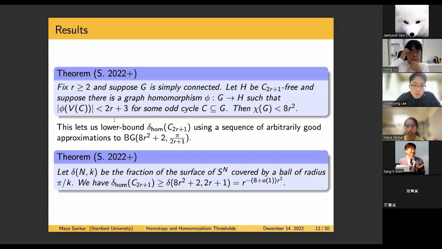So if you take, sorry, this should be 8R^2 minus 2. If you take a bunch of increasingly good approximations to this Borsa graph with 8R^2 minus 2 instead, then those approximations will eventually have chromatic number equal to 8R^2. And for any fixed C_{2R+1}-free graph, those increasingly good approximations will eventually satisfy this property on some odd cycle. And so if we use a sequence of increasingly good approximations to this Borsa graph, they just can't have any finite C_{2R+1}-free homomorphic image. And that's how we lower bound the homomorphism threshold of C_{2R+1}.